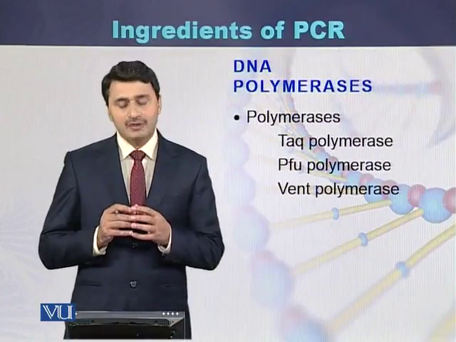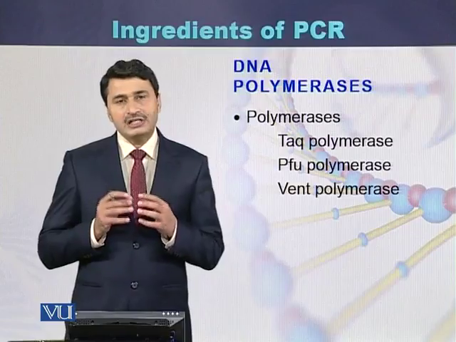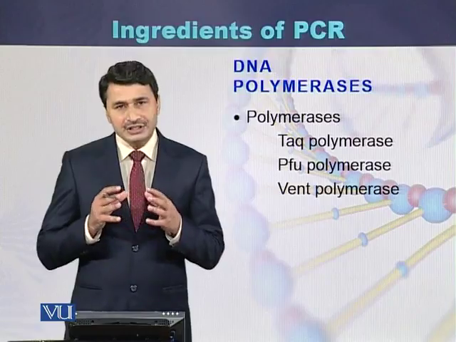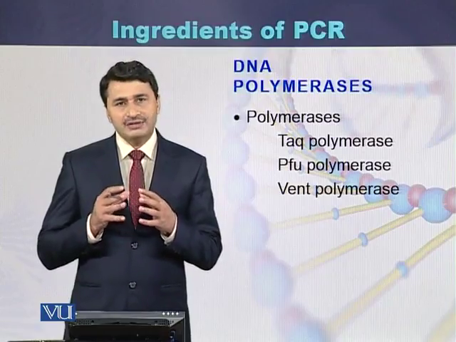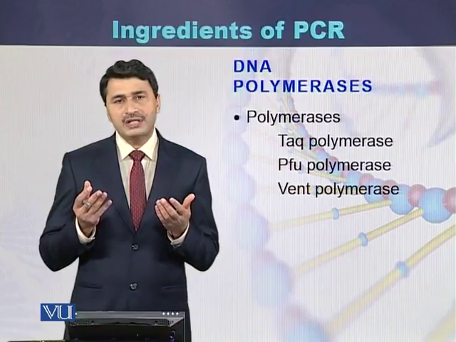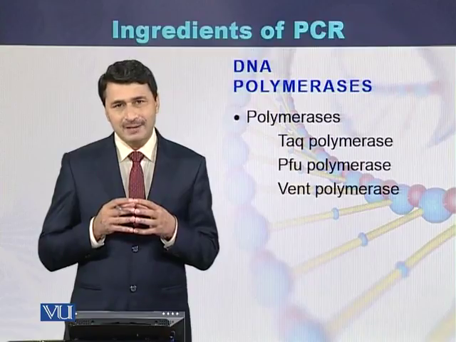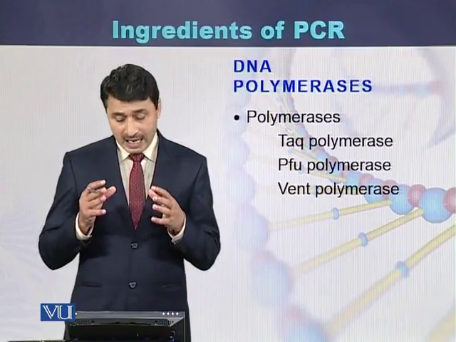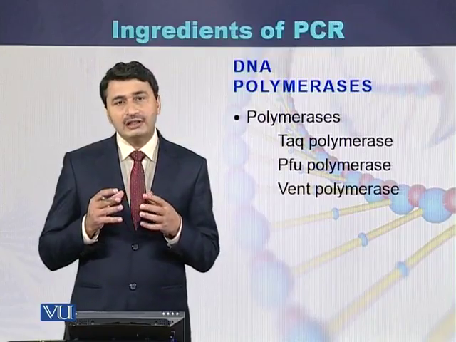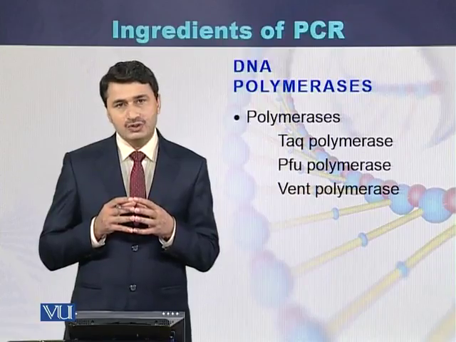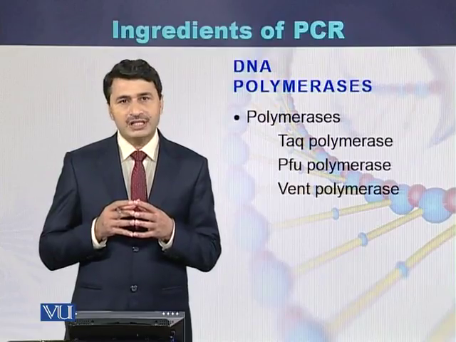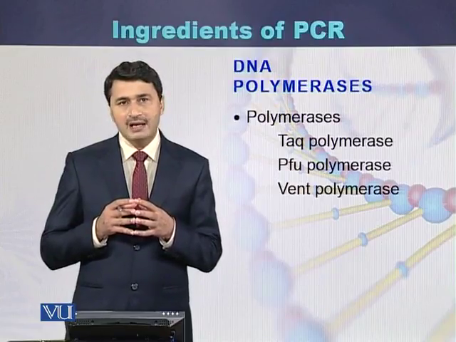Among the ingredients of PCR, the main component is DNA polymerase. There are different types of DNA polymerase. The most common DNA polymerases used during PCR are Taq polymerase, Pfu polymerase, and Vent polymerase. Although there are other types of polymerases used for the polymerase chain reaction, these are some of the common polymerases used to perform the PCR reaction.